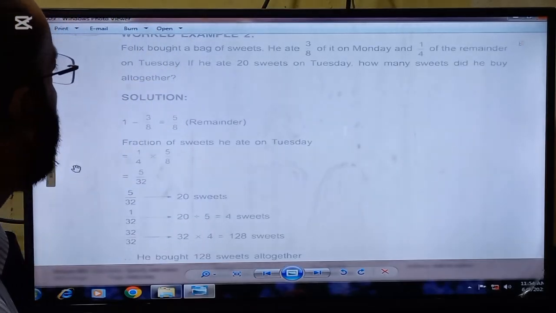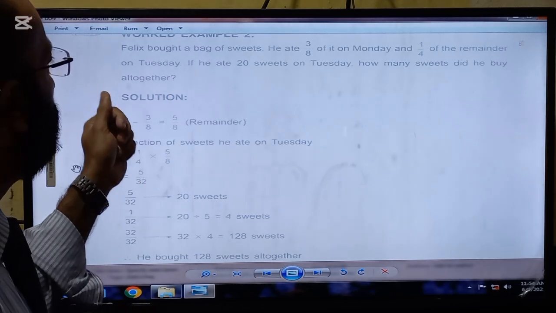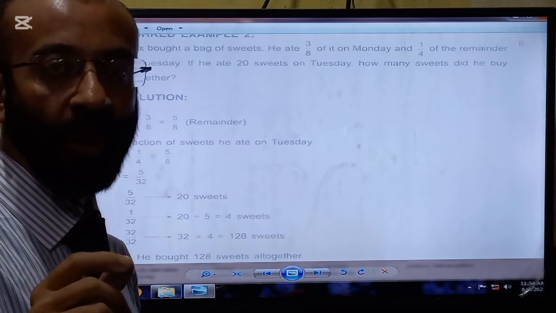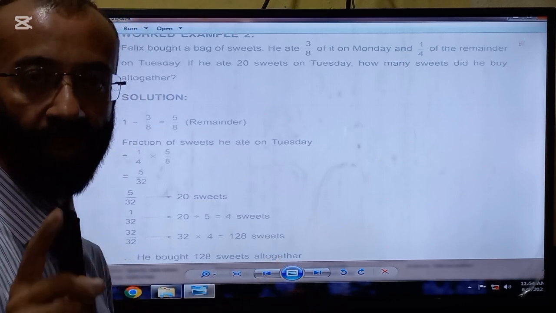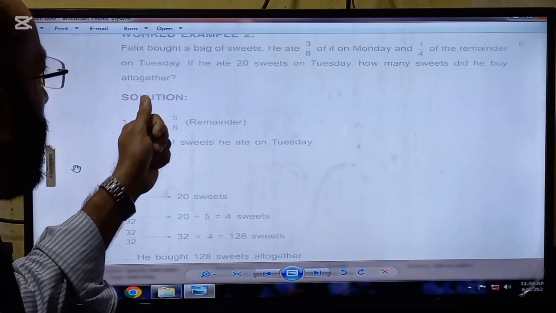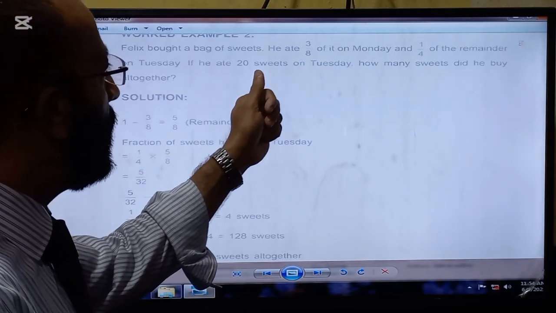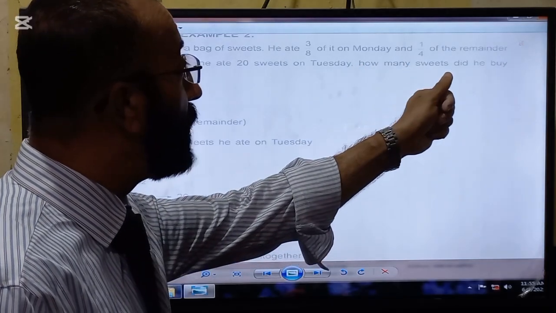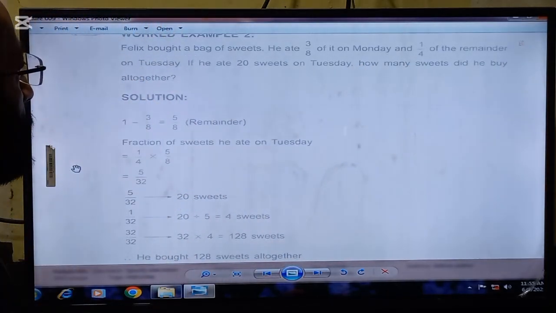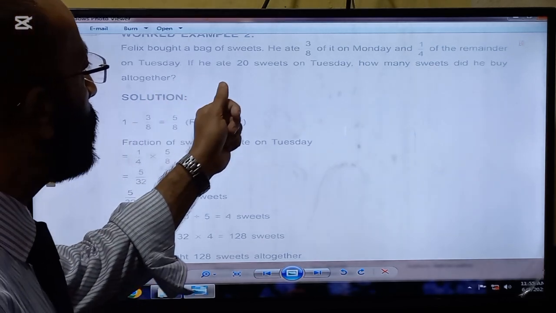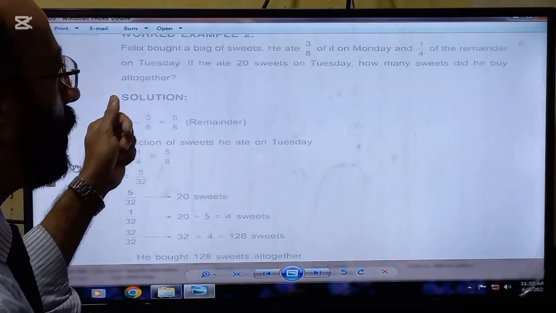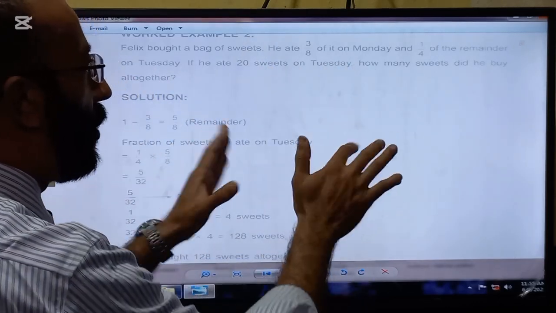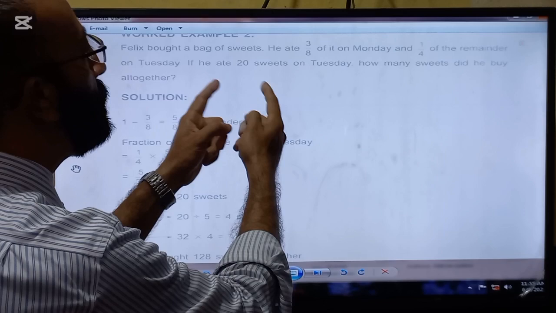Here is another question. Statement of the question is Felix bought a bag of sweets. So again, a small technique will be used in this question as well. So concentrate. He ate 3 by 8 of it on Monday and 1 by 4 of the remainder on Tuesday. If he ate 20 sweets on Tuesday, so look now, 1 by 4 of the remainder on Tuesday is given, and also something more is given on Tuesday, that is he ate 20 sweets.